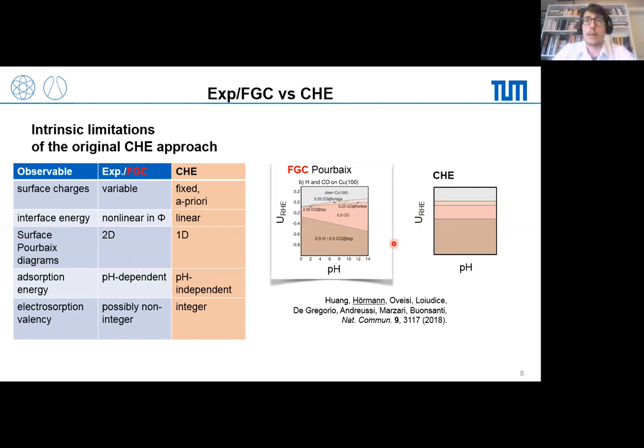Now, this can be explained quite naturally by a different description of the adsorption energy. The adsorption energy in general could be pH dependent, but is typically not pH dependent in the CHE approach. These differences can also be easily related to differences in the description of the electrosorption valency. This one would possibly be non-integer in experiment, while it would be fixed to an integer value in the CHE approach.